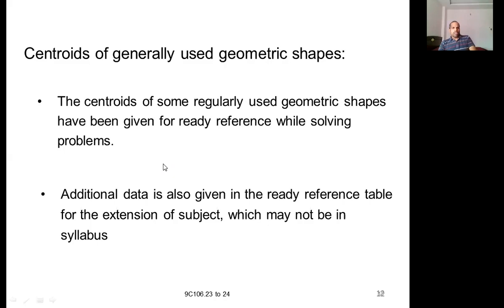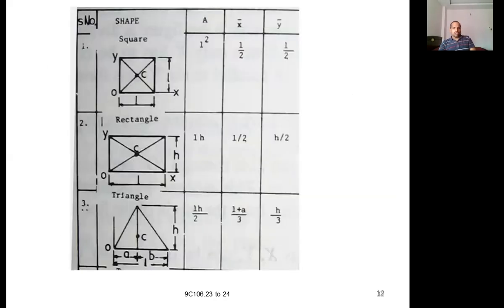Some of the generally used geometric shapes and their centroids are given. Let us say this is a square. For a square the area is L square. Of course, last class we also discussed it. It is L into L, and the centroid is at the center. The midpoint from here to here is L by 2. Similarly, for this side it is also L by 2, since it is a square.